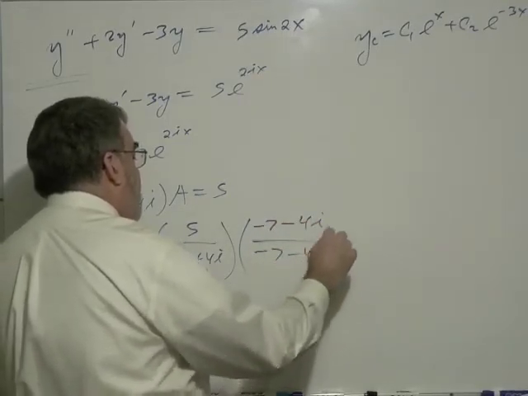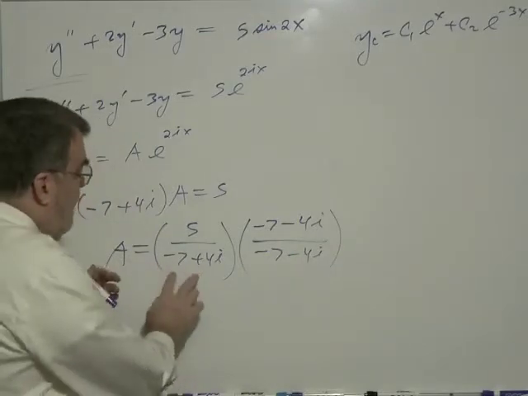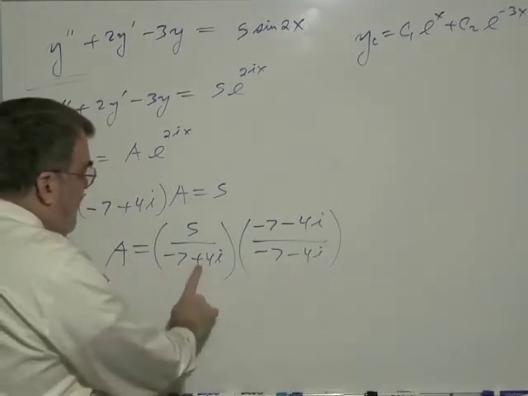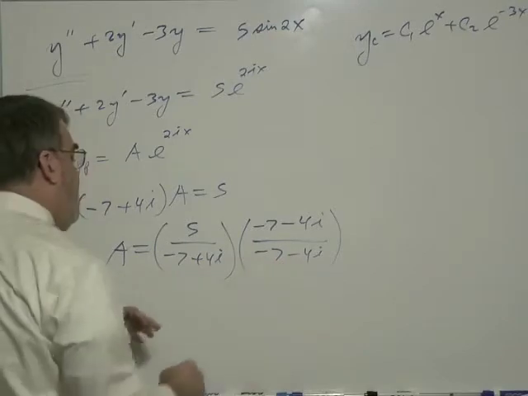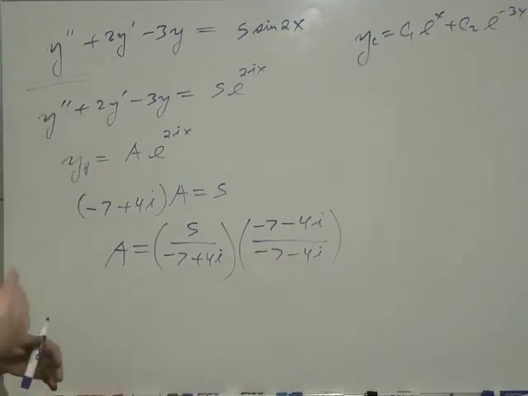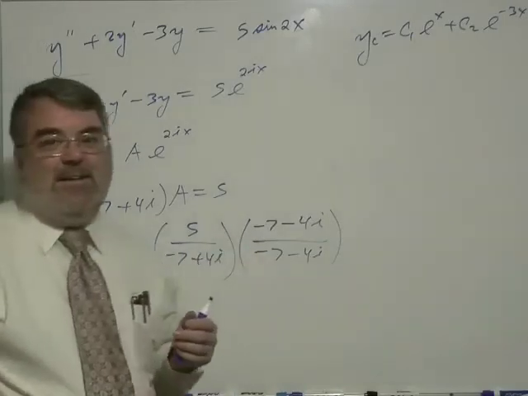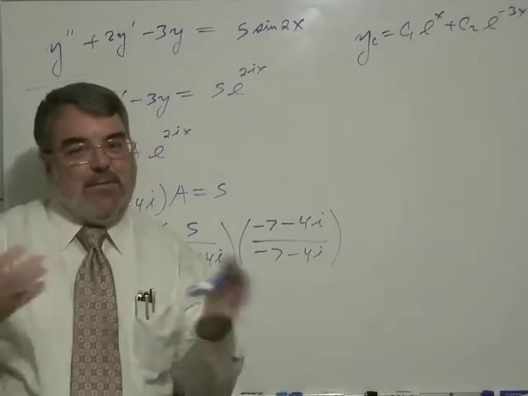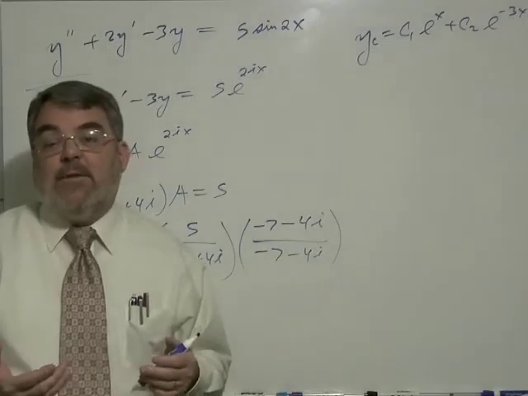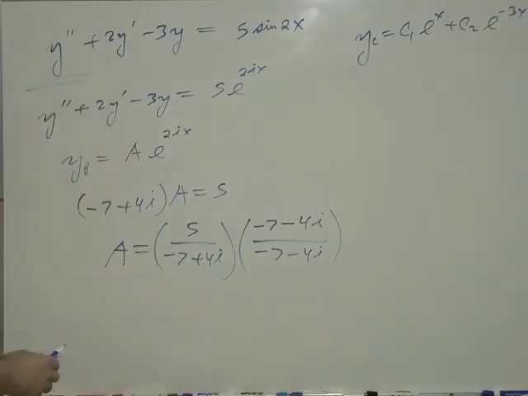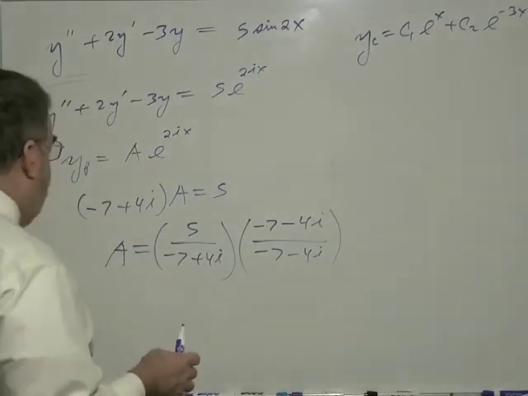Minus 7 minus 4i. Okay, so the conjugate is the same binomial term except the middle sign is changed. That produces a difference of two squares, which is going to eliminate the i from the denominator. So that's really what we're trying to do, is to eliminate the i from the denominator. And that's going to make this simpler to deal with.